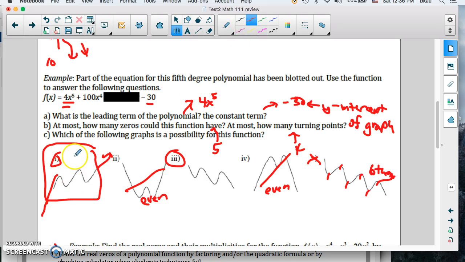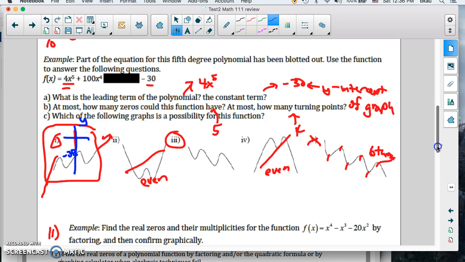So when you're graphing this, you have to make sure that your graph here, whatever your y-axis here, has to cross at negative 30 here, or whatever that is, because that's the way this is set with the negative 30 there.